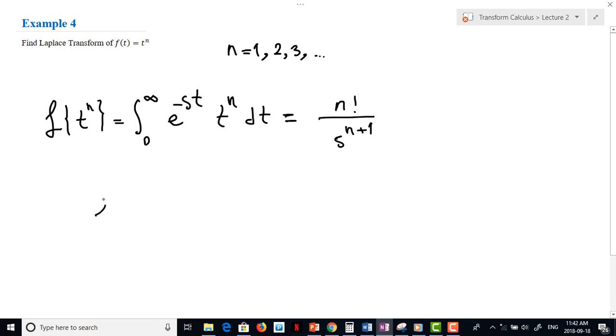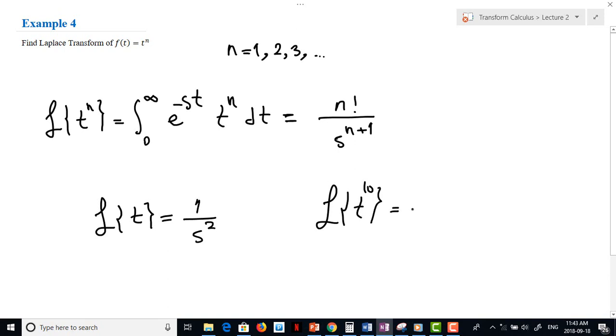For example, Laplace transform of t, we already found it. We said it is equal to 1 over s squared. So t to the power of 1, we have 1 factorial, which is 1, divided by s to the power of 1 plus 1, which is s squared. So we already had it. Or let's say you want to find Laplace transform of t to the power of 10. It's equal to 10 factorial, which is 10 times 9 times 8 times 7 and so on up to 1, divided by s to the power of 10 plus 1, which is 11.